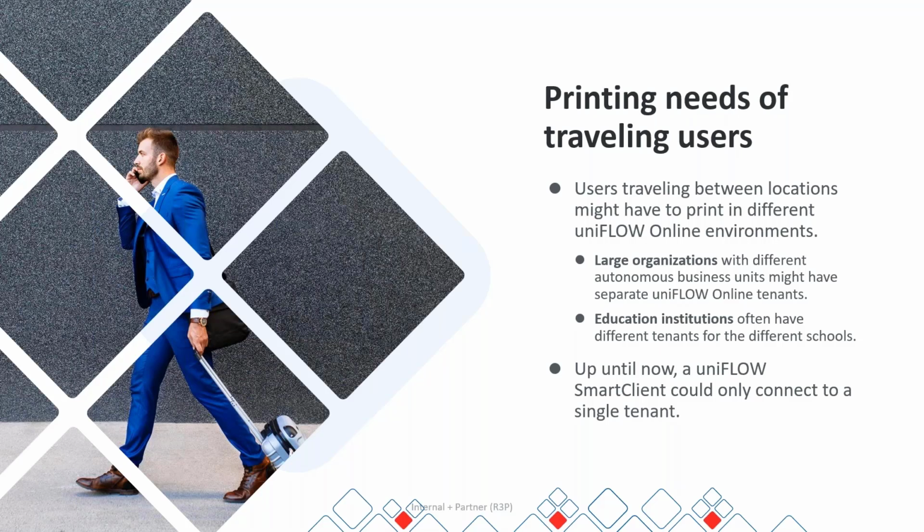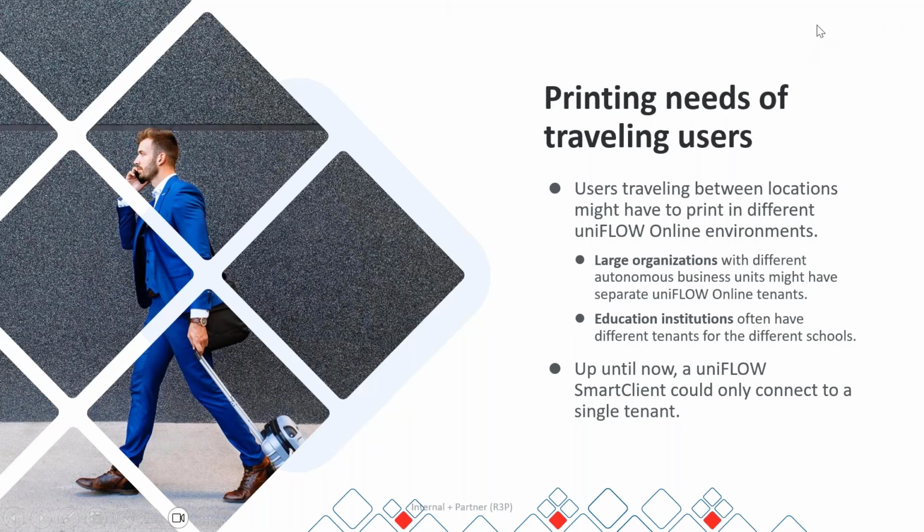Now the SmartClient can effortlessly switch between different tenants. This feature is especially beneficial for corporate customers with multiple business units, or for those who have acquired other organizations through mergers or acquisitions. Now, in the education sector, this enhancement is particularly relevant for institutes that have various entities such as multiple schools, colleges, and universities. Each of these may have their own tenant, and the ability to switch seamlessly allows faculty and staff to access resources without the need of constant reconfiguration by IT.